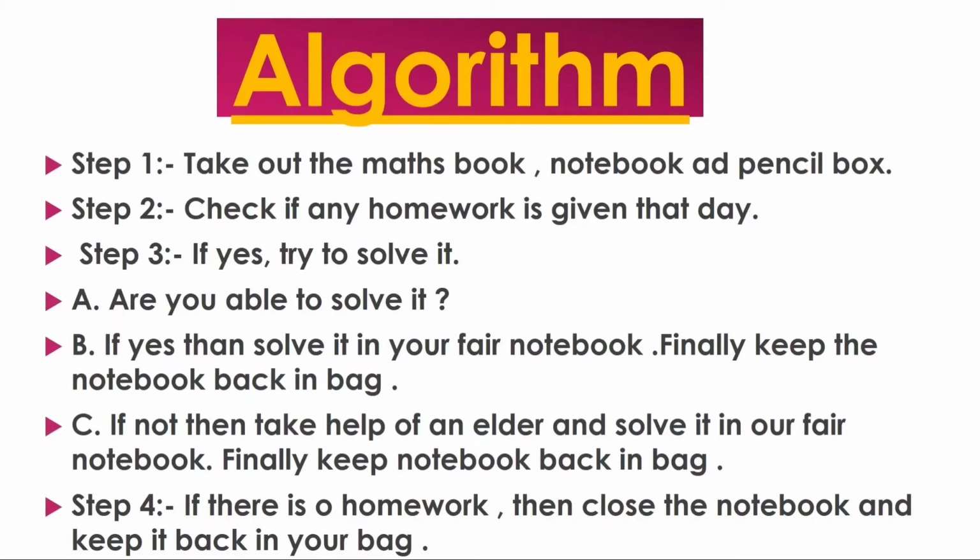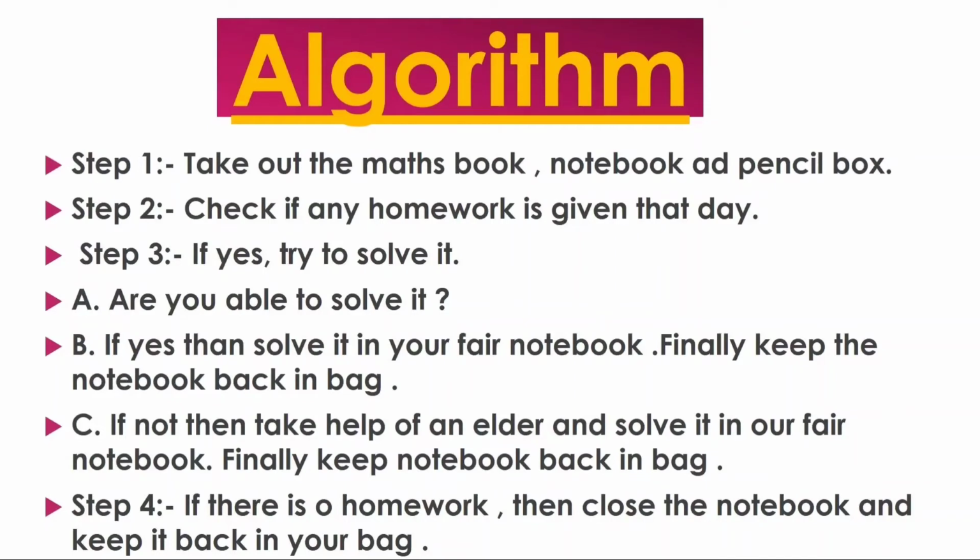Now the final step is step 4. If there is no homework, by mistake there O is written, there will be no. If there is no homework, then close the notebook and keep it back in your bag. This is the final process of solving the maths homework, whether it is given or not. So what I have done, I have first written the algorithm stepwise, one by one, and now we will move to our next topic, that is flowchart.